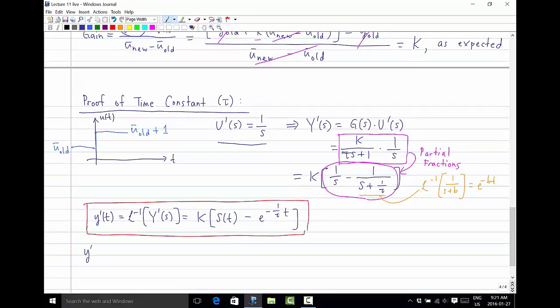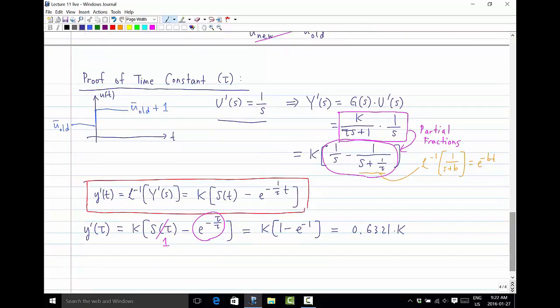We substitute in for y at time t equals tau. The step function at time tau is 1, and the exponential at time equals tau is e to the power of negative 1. 1 minus e to the power of negative 1 is 63.21%. And k, obviously, as we've just proven, is the gain of this transfer function.